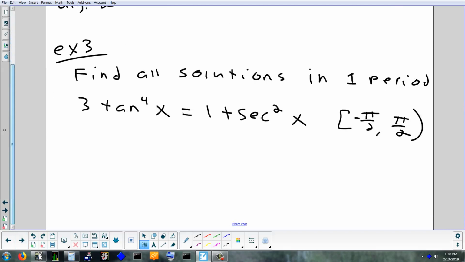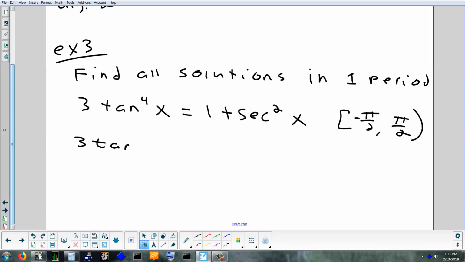Okay, let's try this one. Find all solutions in one period. Okay, so first step is always to get it equal to what? Yeah, let's get it equal to 0, and then we'll go from there. Let's bring everything to the left.